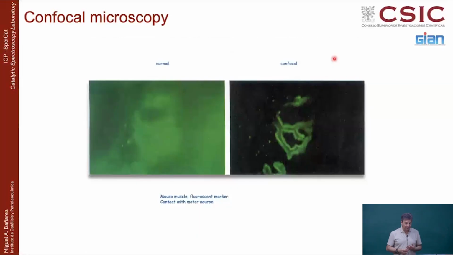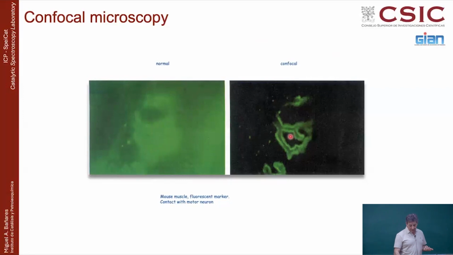Like, for instance, this is a neuron from a mouse, and you are trying to look into this neuron, which is marked with a fluorescent molecule, with a normal microscope. You see the fluorescence, but everything is blurred because of the scattering of light. So you don't really know where the fluorescent marker actually is on these neurons.